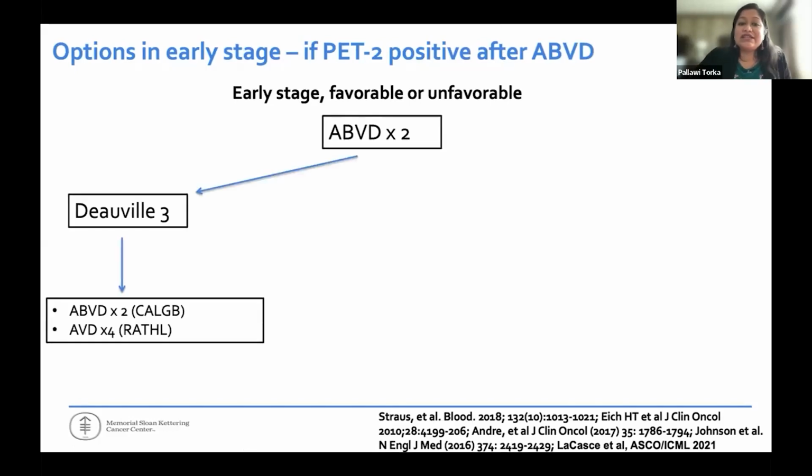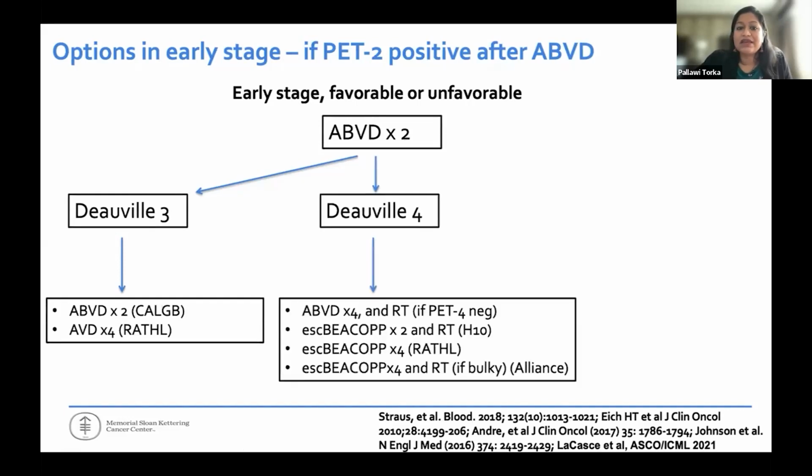If it's early stage, ABVD times 2, PET positive: if it's Deauville 3, then you do ABVD times 2 per CALGB or AVD times 4, because Deauville 3 was considered negative in those studies. If your Deauville is 4, then you can do ABVD times 4 and radiation, or you can just do escalated BEACOPP times 2 and radiation, or if you don't want to give radiation, or disease is in the chest, then you do escalated BEACOPP times 4.